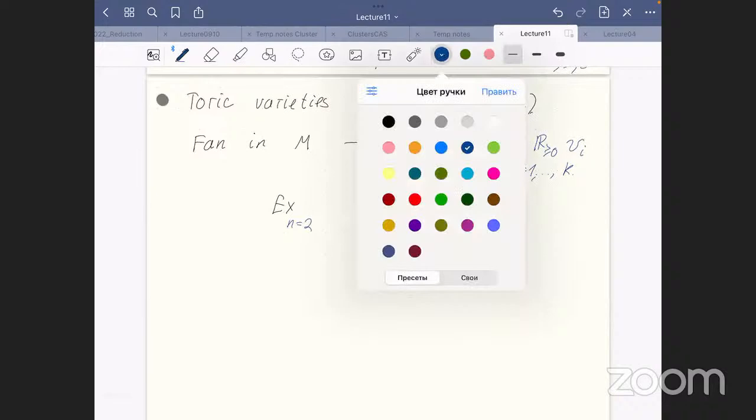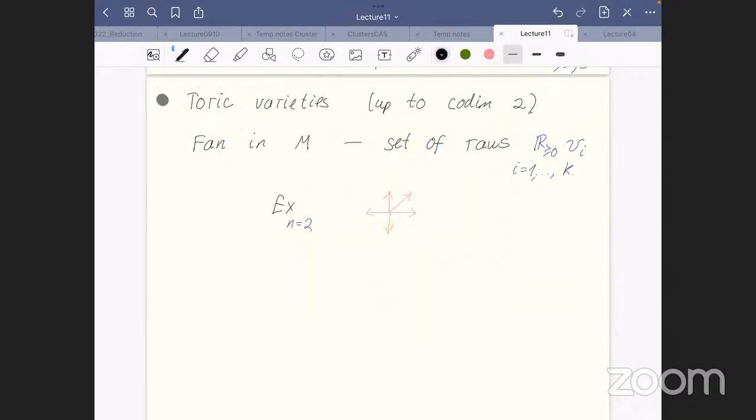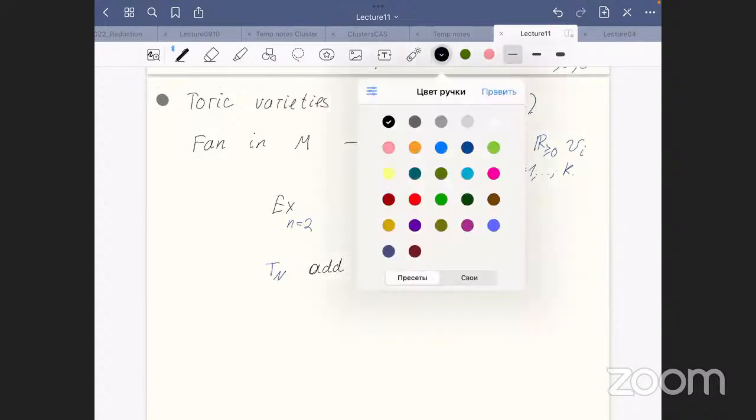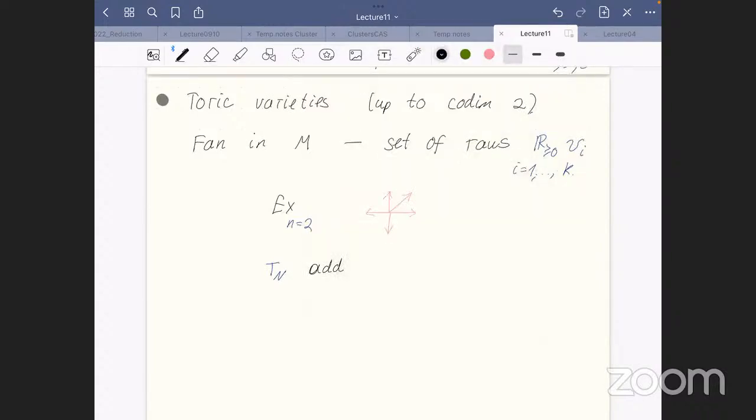And how it will look like, we have Tn and add z_v equal to 0.